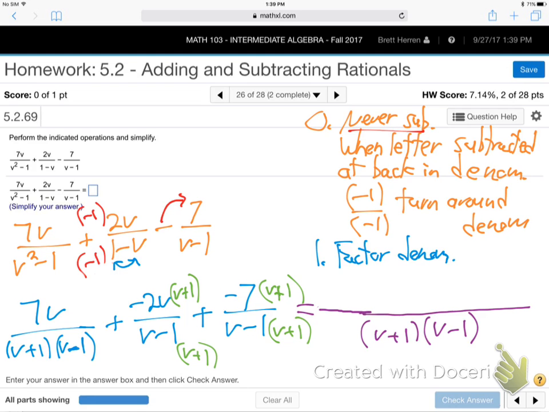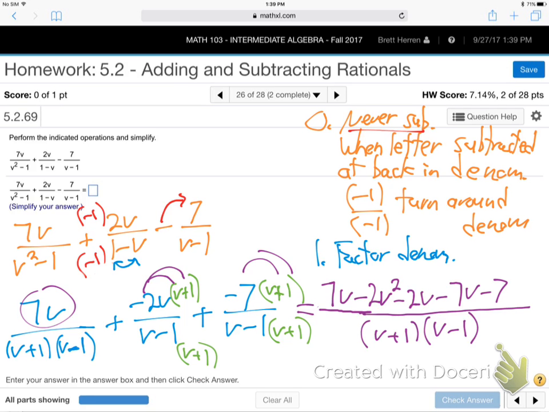And what do we have? 7v. And then the minus 2v distributes. Remember, we multiply out the top and gather like terms, right? So 7v and then minus 2v squared. Minus 2v. And boom and a boom, minus 7v minus 7. Is that good? All right, and then, where are we at?